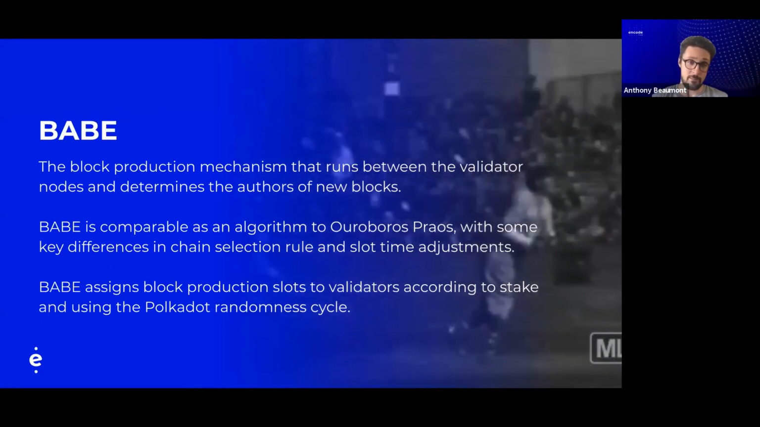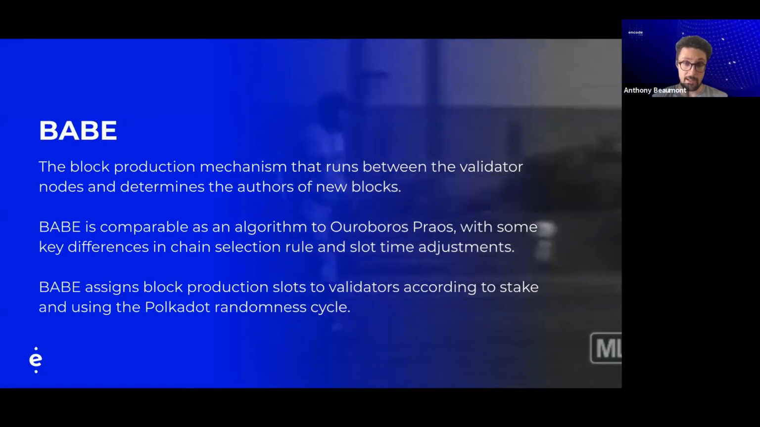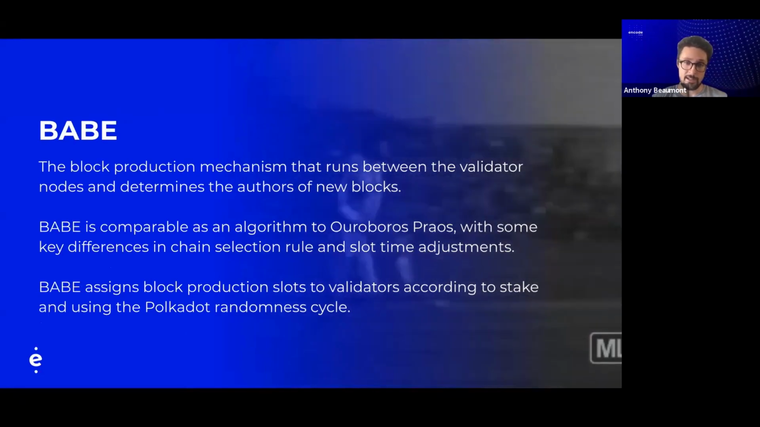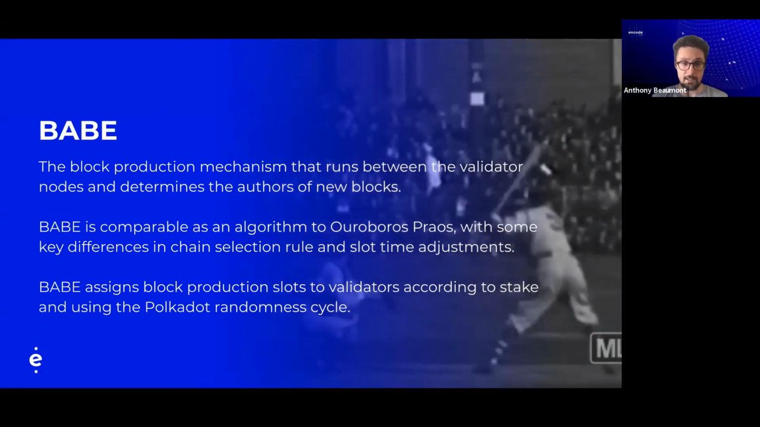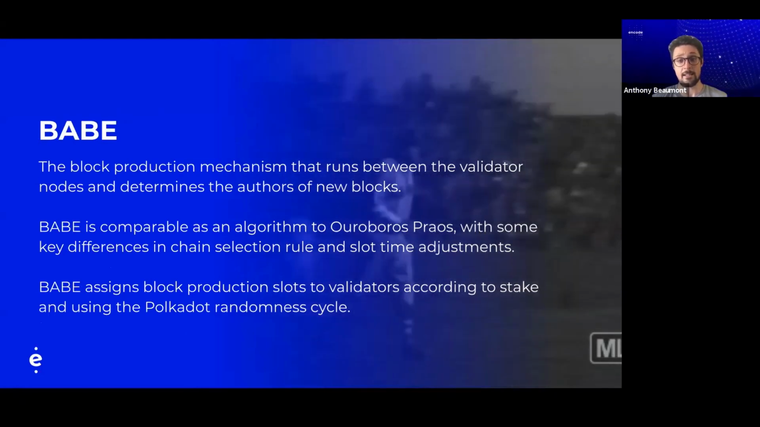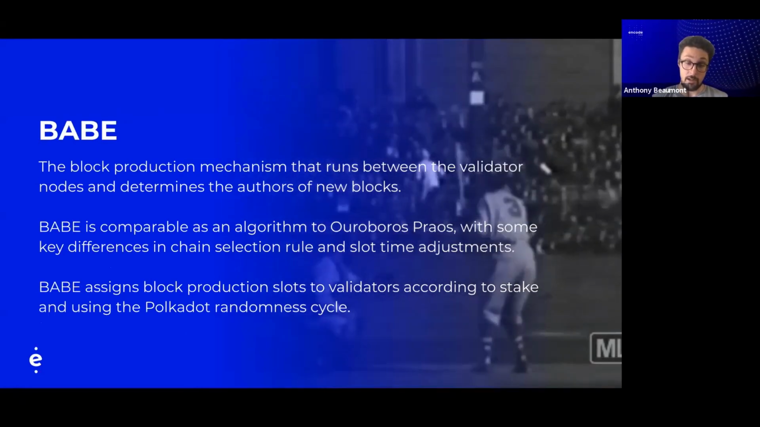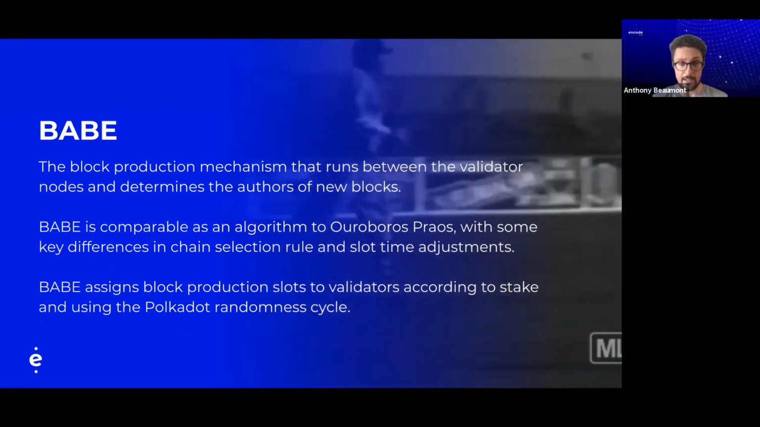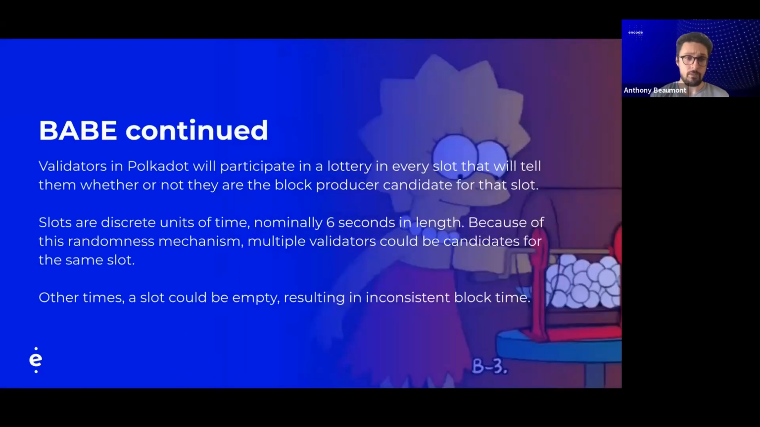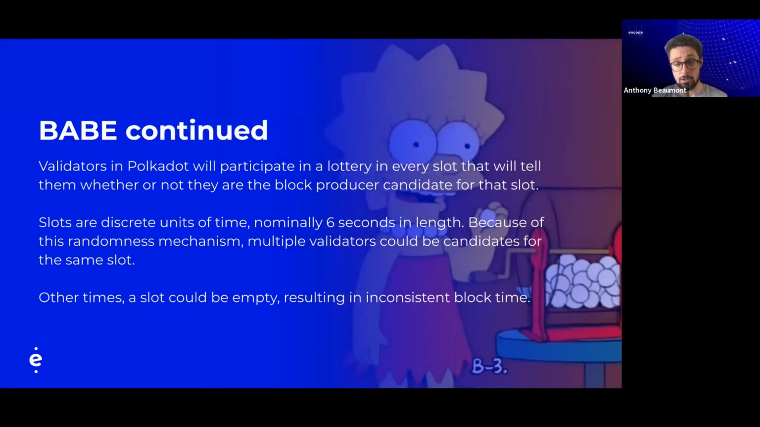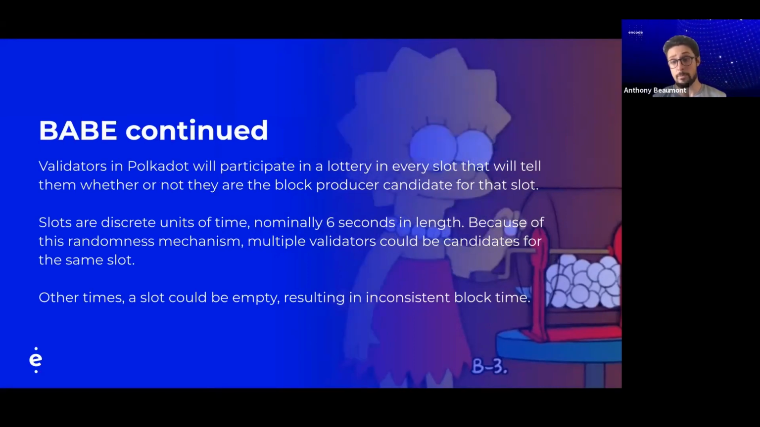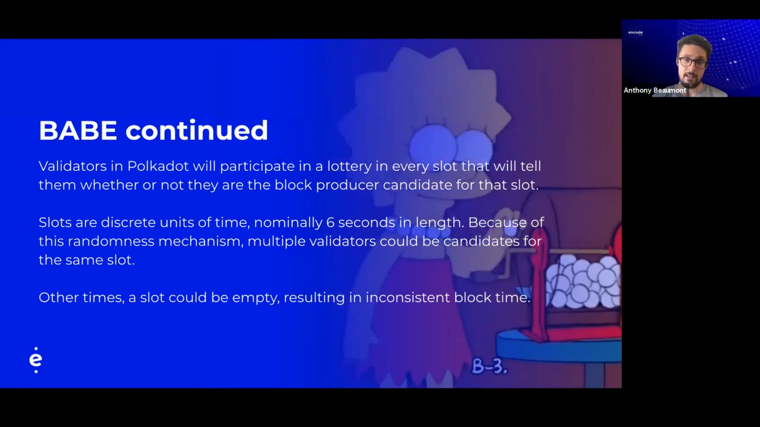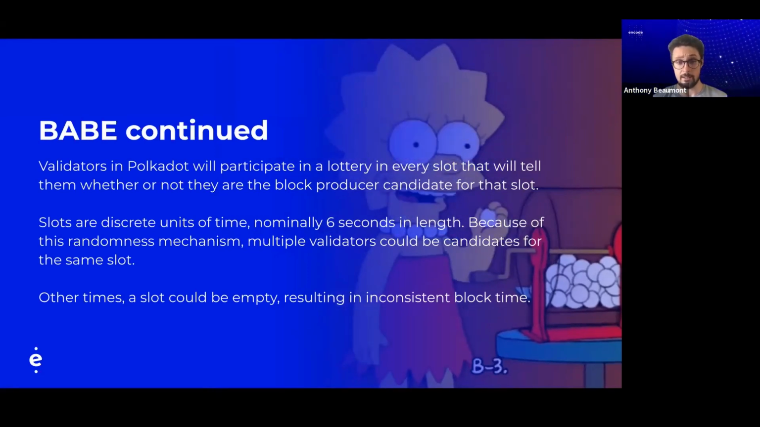Babe is a block production mechanism that runs between the validator nodes and determines the author of new blocks. It's comparable as an algorithm to Ouroboros, with some key differences in chain selection and slot time adjustments. It assigns block production slots to validators according to their stake and using some randomness function. So first of all, it assigns blocks to validators fairly randomly. And then the validators in Polkadot participate in a lottery in every slot that will tell them whether or not they're the block producer. The slots are discrete units of time. The slot is about 6 seconds, and multiple validators could be candidates for the same slot.